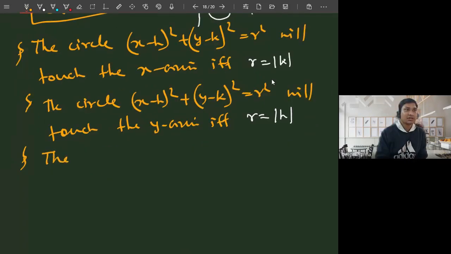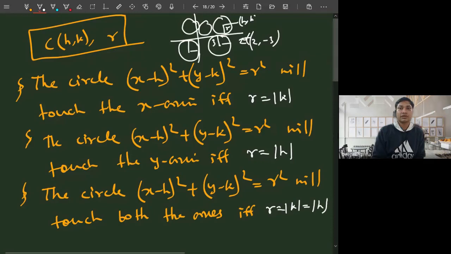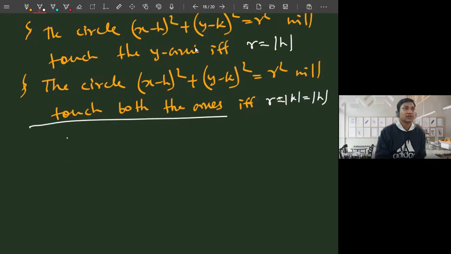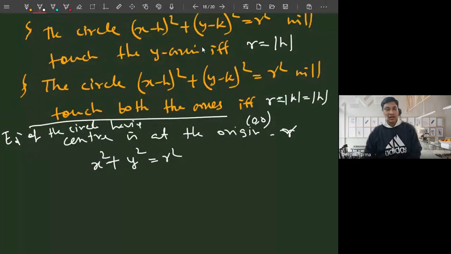What will be the middle question from these two? The circle will touch both the axes if mod of K equals mod of H. You get it? Suppose the center is the origin, and radius as usual R. Then what will be the equation of the circle? (x minus 0) whole square, or I can write simply x square, plus (y minus 0) whole square, I can simply write y square, equals r square. The equation of a circle having center at origin and radius r is this one.